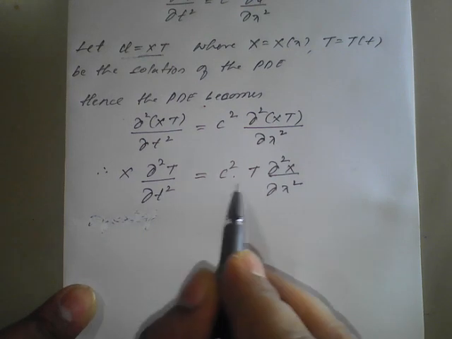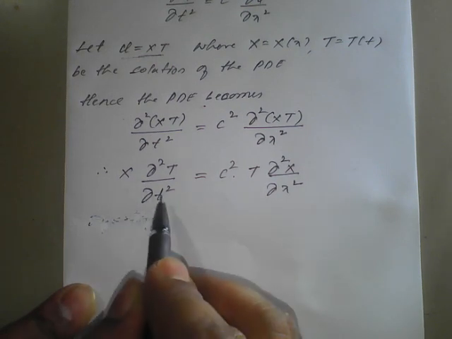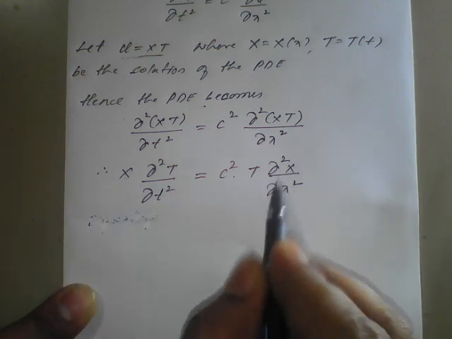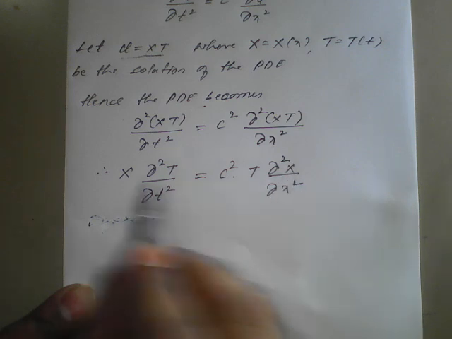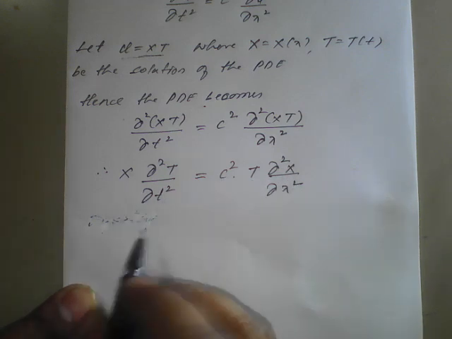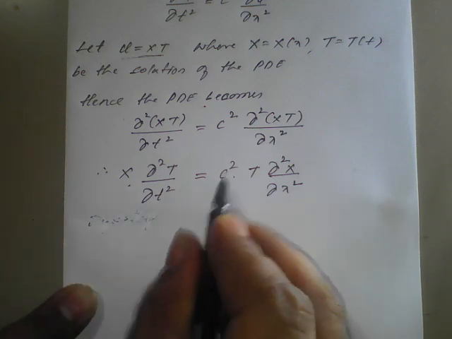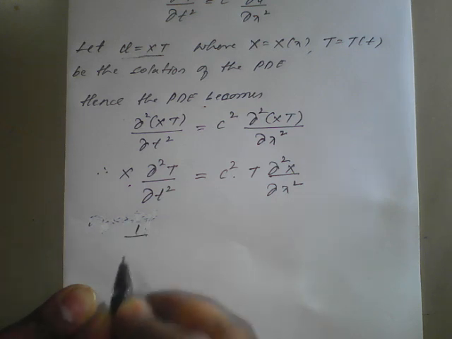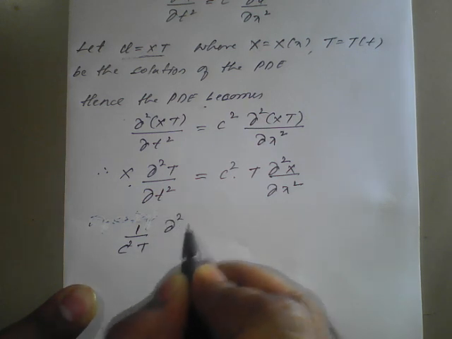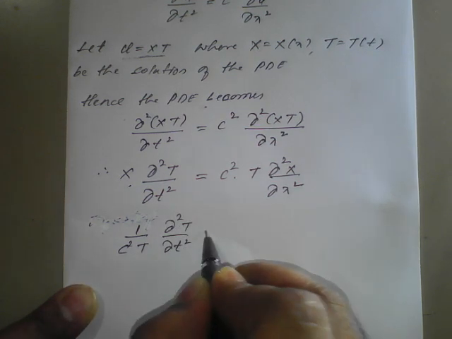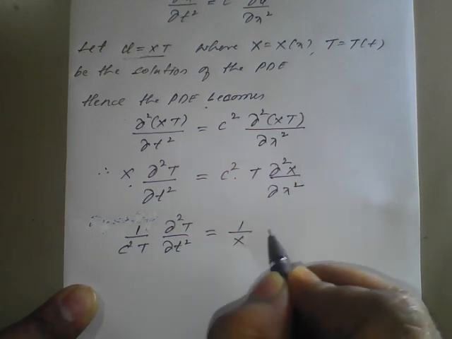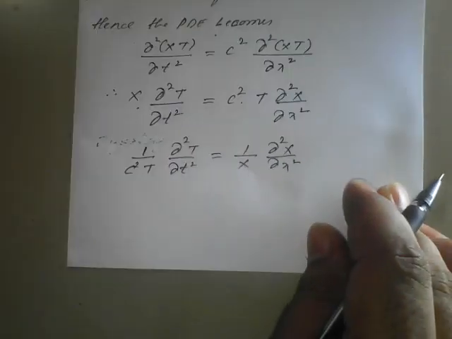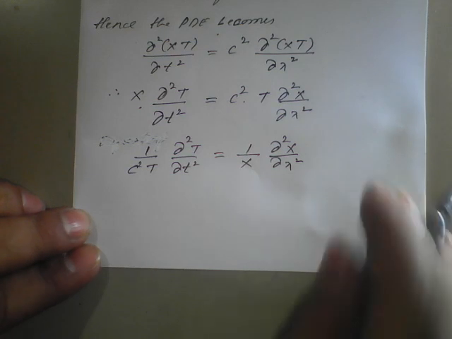Before equating, we'll first rearrange by using the variable separation method. This X is a variable, so you shift it to the right hand side, because del square X upon del x square has the same variable, and T and c square to the left hand side. On cross multiplying X and c square T to the other side, it becomes 1 upon c square T into del square T upon del t square is equal to 1 upon X del square X upon del x square. Once you make this arrangement, now we'll equate.